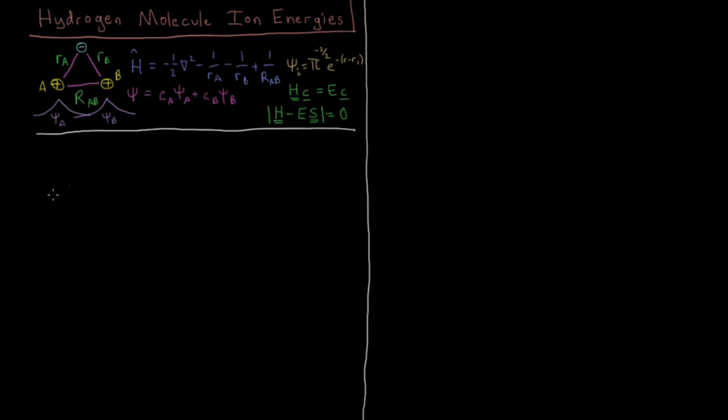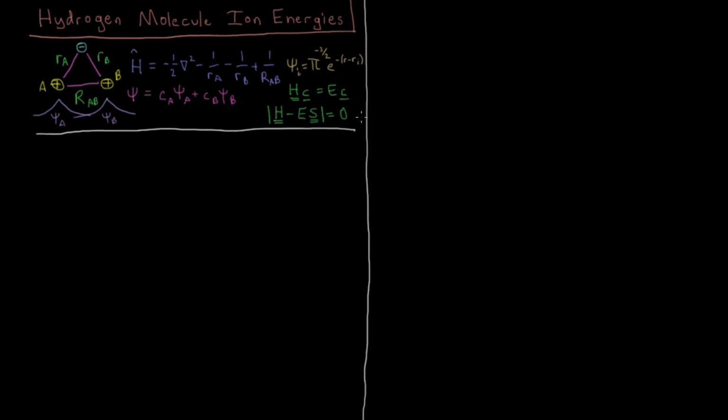Our wave function is going to be a combination of two basis functions, and we're going to have psi A, which is the 1s orbital centered at nucleus A, and psi B, the 1s orbital centered at nucleus B. And our trial wave function is going to be some linear combination of these two basis functions here. So in terms of their functional form, that's a normalization constant times e to the minus r minus ra and r minus rb, centered at nucleus A and nucleus B.